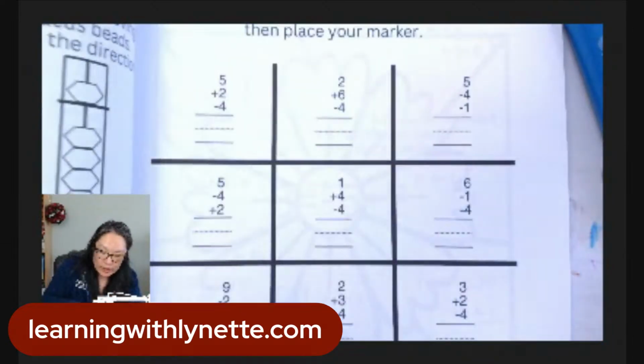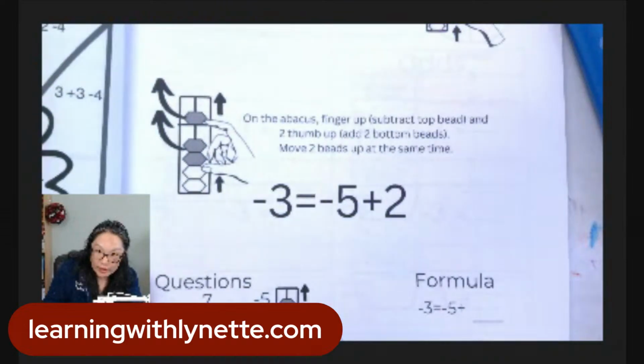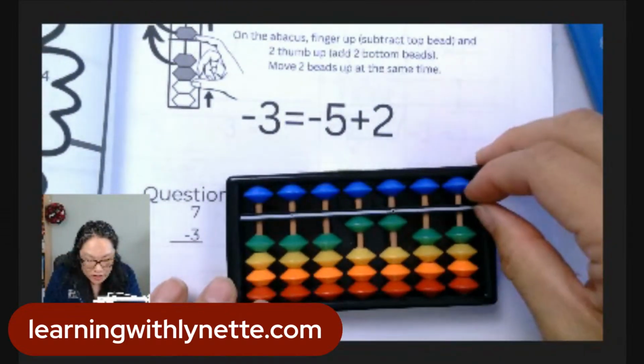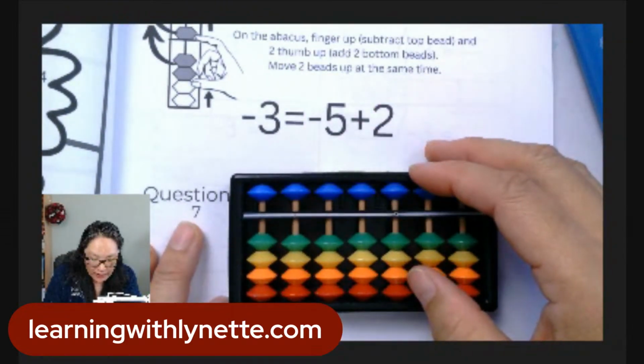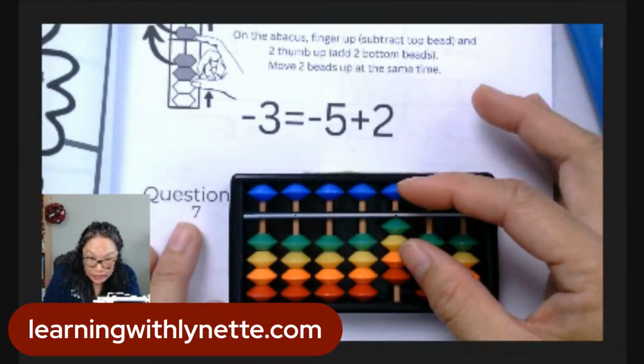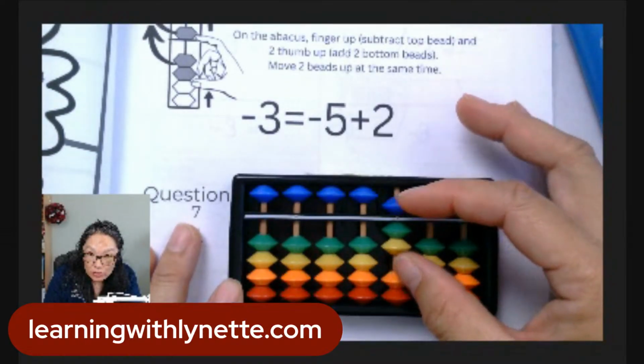So after 4 we can do 3. 3 is exactly the same. Notice when I add the 3, so if I had 4 and I'm adding the 3, it's plus the 5 take away the 2. I have 7.